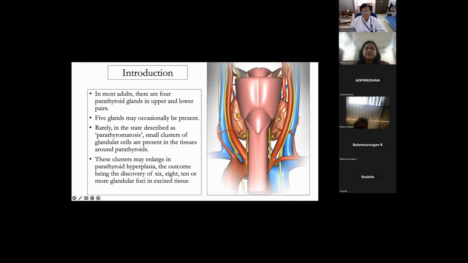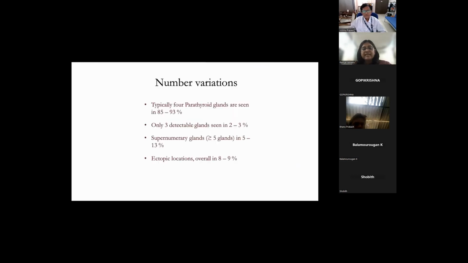The importance of these clusters or cells is that in generalized disease of parathyroids, for example parathyroid hyperplasia, the outcome of the surgery depends upon how many glands you are able to identify and resect. We have seen that in diseased parathyroids, numbers could be 6, 8, 10 or more. So 85 to 93% of individuals tend to have 4 parathyroids, but 3 could be seen in 2 to 3%, and supernumerary glands in about 5 to 13%. Ectopic locations can also be seen in about 8 to 9%. I'll come to the details of this in a while.